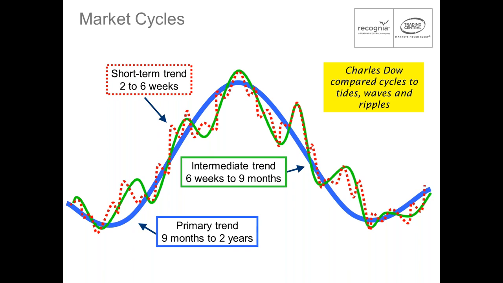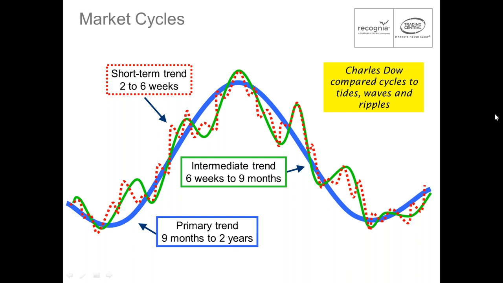He identified what he called the primary trend, which is the trend lasting anywhere from 9 months to 2 years. That's the blue line on this chart. And superimposed on top of the primary trend, we have the intermediate term trend, which lasts anywhere from 6 weeks to 9 months. And further superimposed, we have the short-term trend, which lasts anywhere from 2 to 6 weeks.